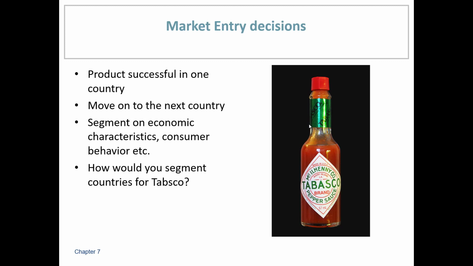But for certain products we might want to segment on consumer characteristics. So if we had Tabasco sauce, we might want to segment countries on how hot people's taste palates are. In the UK, we used to have quite bland taste palates, but now we eat a lot of spicy food, a lot of Indian food, a lot of Thai food, so our taste palate has changed. So again, that's an interesting segmentation basis for Tabasco sauce.